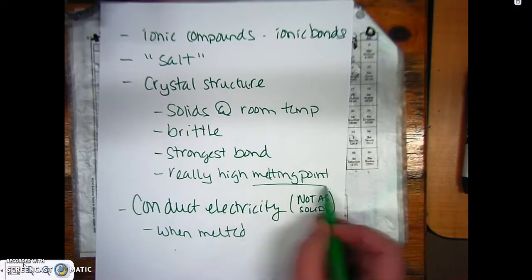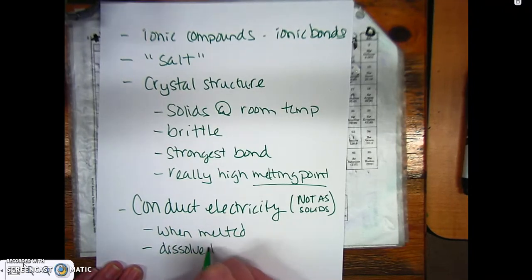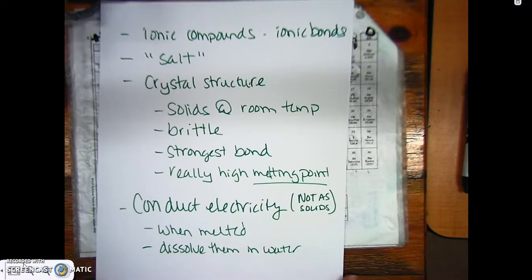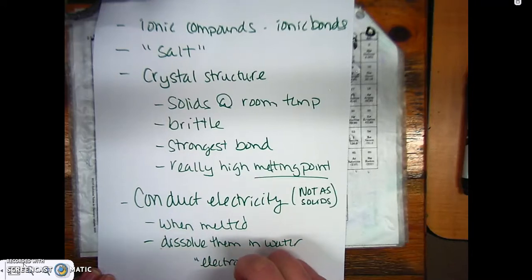This isn't very common because it takes a huge amount of heat to melt ionic compounds, so it's not as practical. But we could also dissolve them in water. When you dissolve an ionic compound in water, all of a sudden you have these charged cations and anions that can flow from one place to another, and they can conduct an electrical current. In fact, when they're dissolved in water, we call ionic compounds electrolytes.